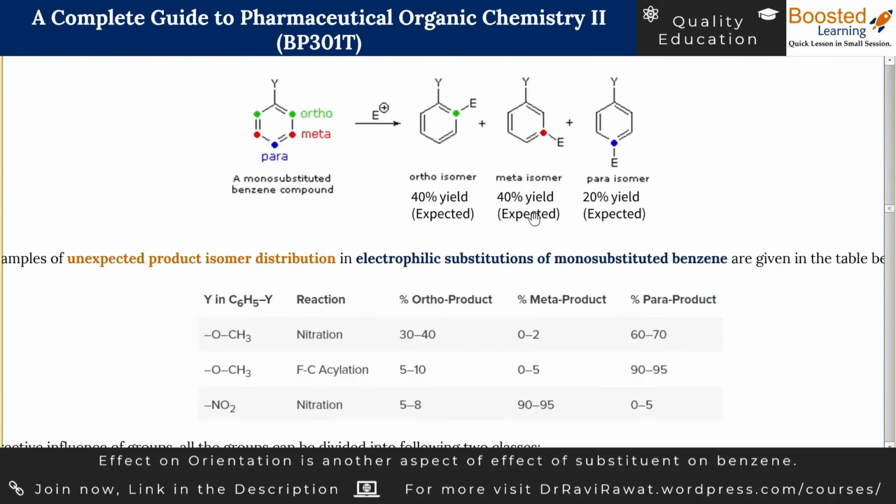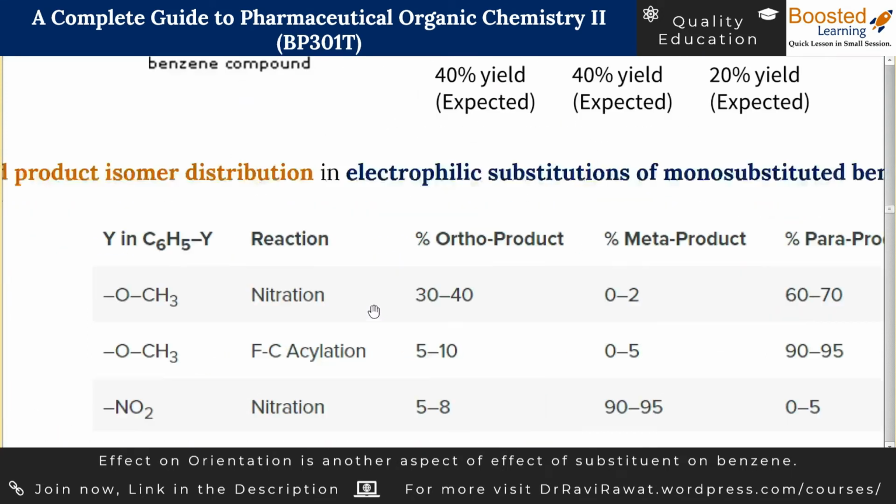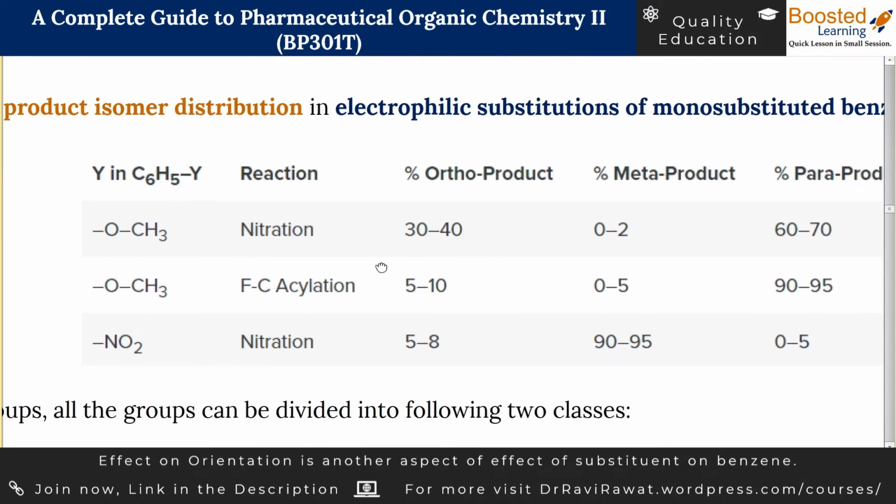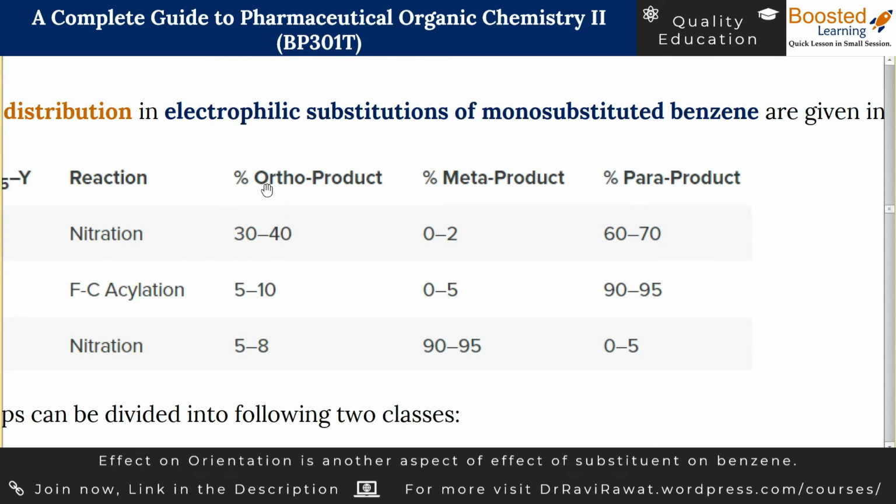But this was just the expectations. It does not happen in the practical scenario. Let us see the examples. Suppose there is a methoxy group already present on benzene, and if you are trying to do nitration, that means you are trying to add NO2 group on this methoxy benzene, then 40% of the product is ortho product, 60% of the product is para product, and there is almost nothing of meta product. So no meta product in this case.